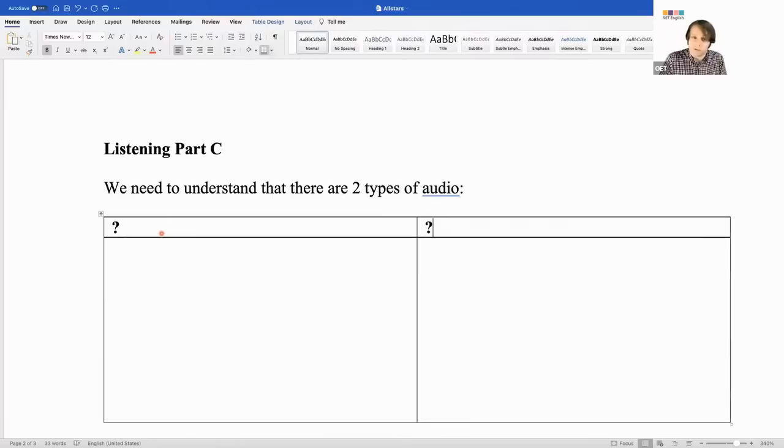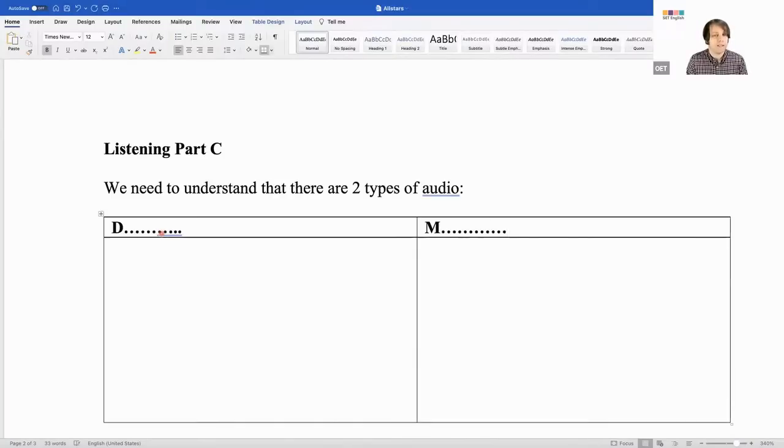Types, sort of styles, okay? Do you know what I'm talking about here? If you know what I'm talking about, just type into the Facebook chat now. What are the two types of audio? I'll give you a hint. Sometimes one person is speaking, but that's not always true, is it? Okay. So what are those two types? One of them I'm going to call beginning with D, and one of them I'm going to call beginning with M.